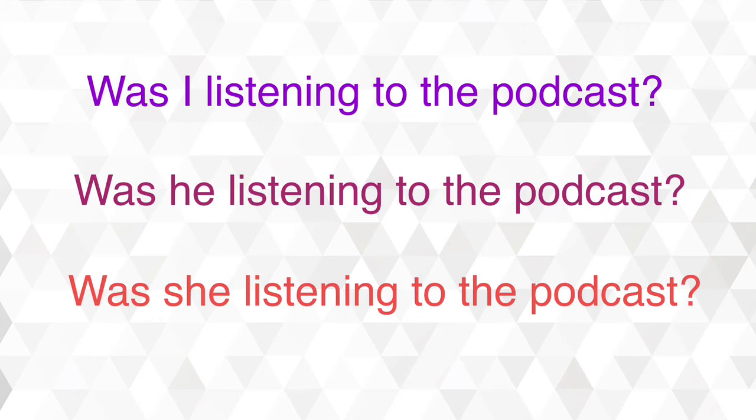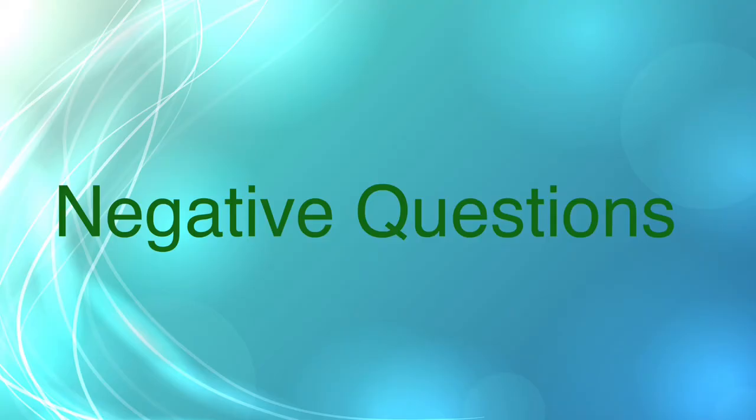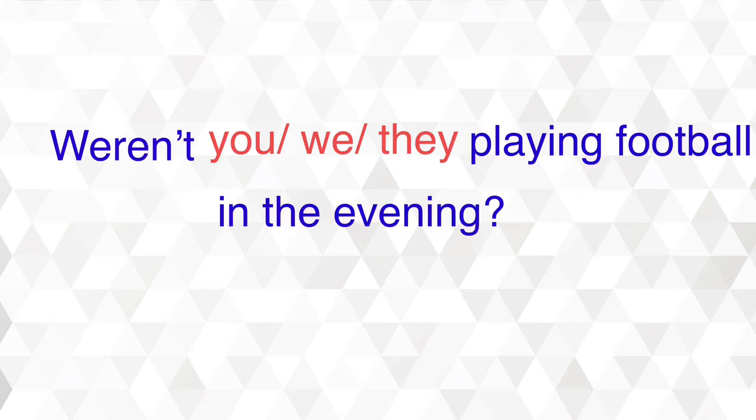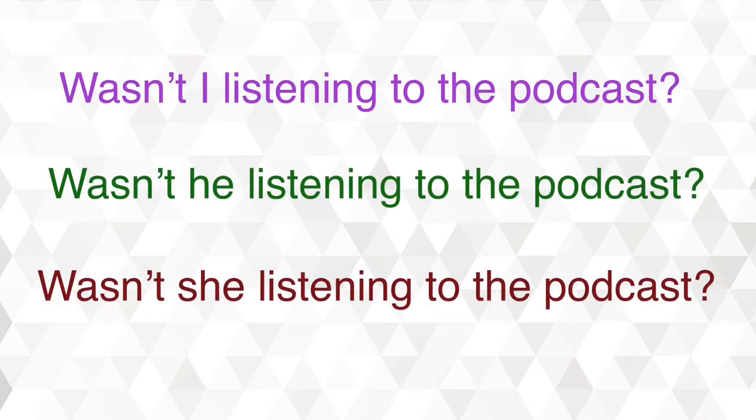Now, some negative questions. How do we form negative questions? Just insert the word not between the auxiliary and the main verb. For example, weren't you playing football in the evening? Weren't we playing football in the evening? Weren't they playing football in the evening? Wasn't I listening to the podcast? Wasn't he listening to the podcast? Wasn't she listening to the podcast?